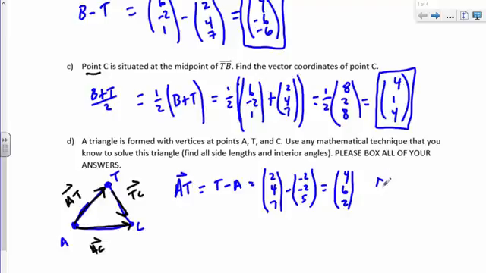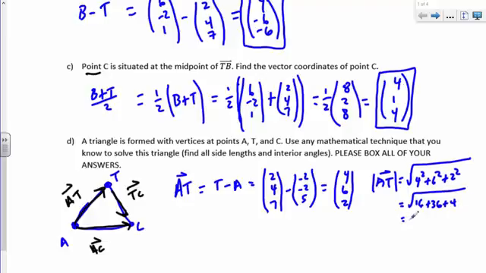And then I'll have to find the magnitude of AT. So the magnitude of AT is the square root of all three of these squared and added together. So this will equal the square root of 16, 36, and 4. 4 and 16 is 20, so this is root 56. We'll just leave it as root 56. So I'm going to say this side length right here is root 56.